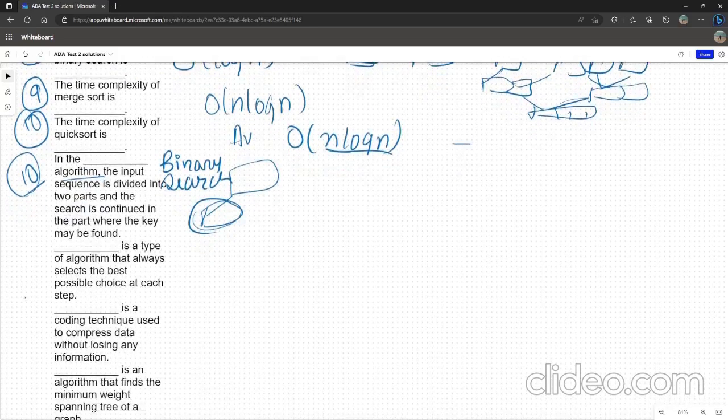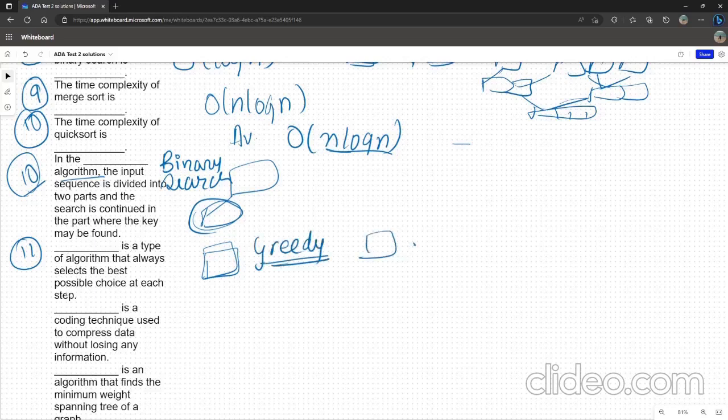11th question of the set B of test 2 is dash is the type of algorithm that always selects the best possible choice at each step. So we have seen in the set A that whenever we are solving any problem, the greedy approach always selects the best possible choice at any given time or at each step. So the answer will be greedy.